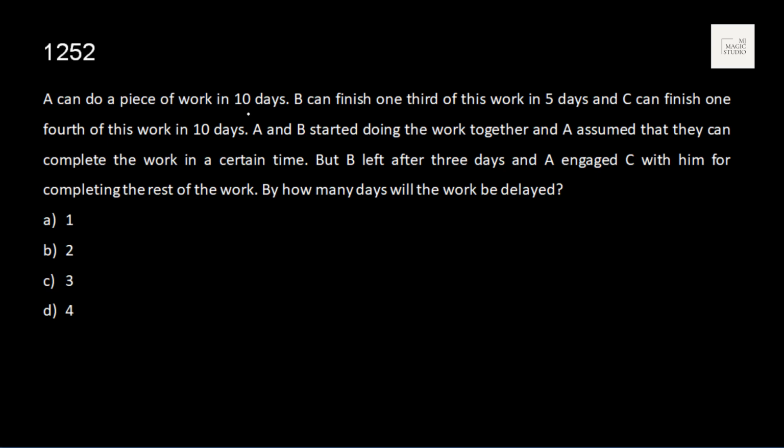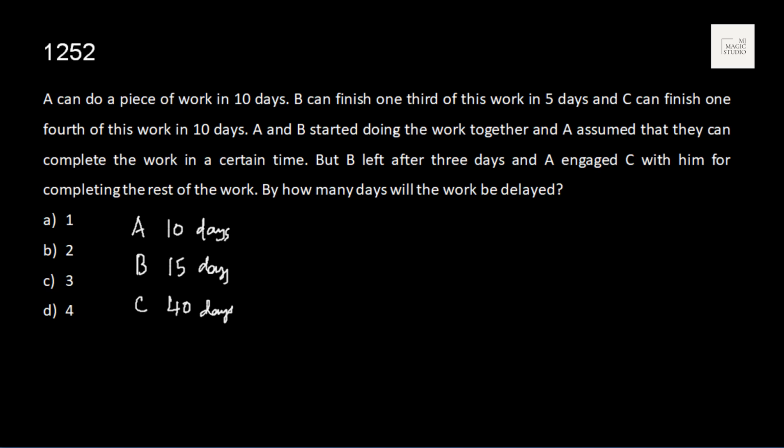A can do a piece of work in 10 days. B can finish one third of this work in 5 days. That means B would be completing it in 5 into 3, 15 days. C can finish one fourth of this work in 10 days, 4 into 10, 40 days. So these are their individual timings.